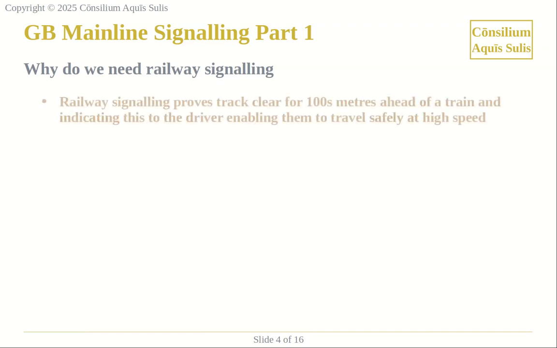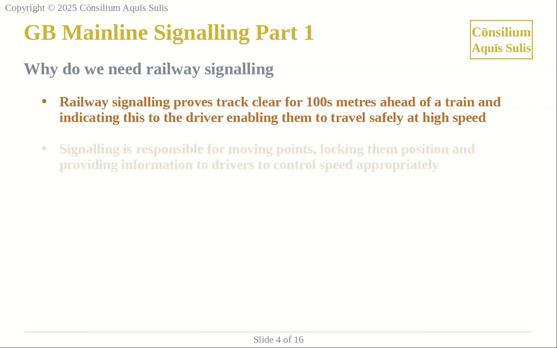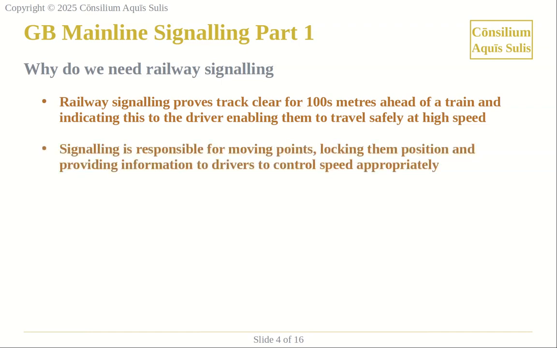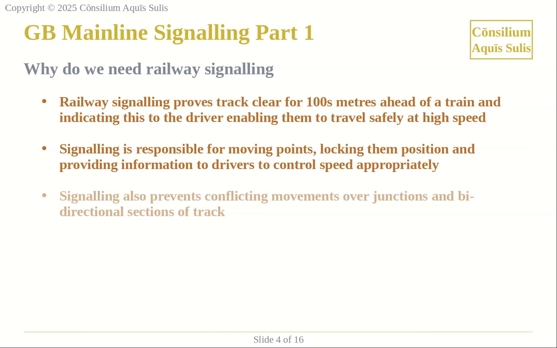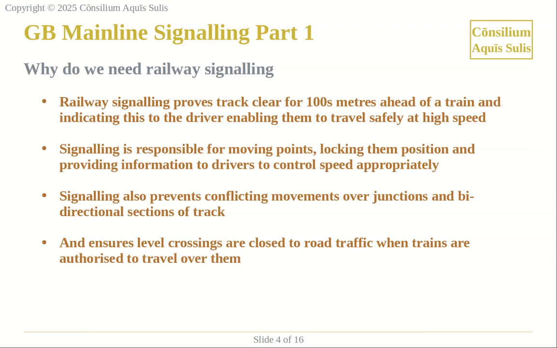Module 2, we answered the question, why do we need railway signalling? And we saw that railway signalling proves track is clear for hundreds of metres ahead of trains and indicates this to the driver, enabling them to travel safely at high speed. It also is responsible for moving points, locking them in position and providing information to drivers to control speed appropriately. It prevents conflicting movements over junctions and bidirectional sections of track, and ensures level crossings are closed to road traffic when trains are authorised to travel over them.